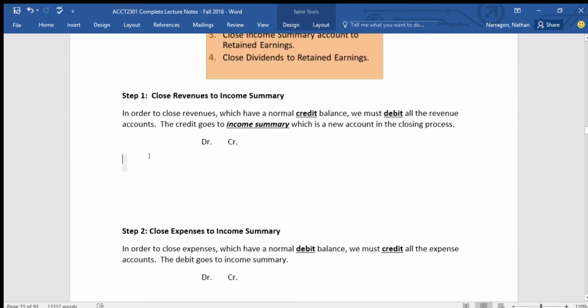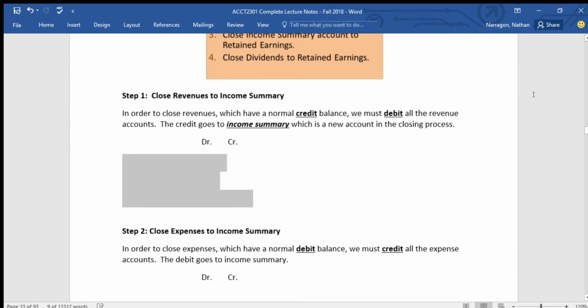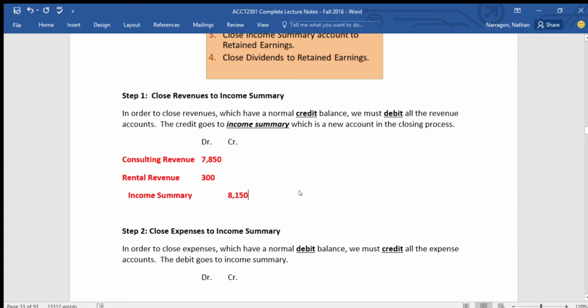So when we do the journal entry, we have the consulting revenue and rental revenue both being debited. Notice that our new account, income summary itself, is now credited. So just like in our income statement, if you want to look at that too, this should be your total revenue in your income statement if we actually have one.